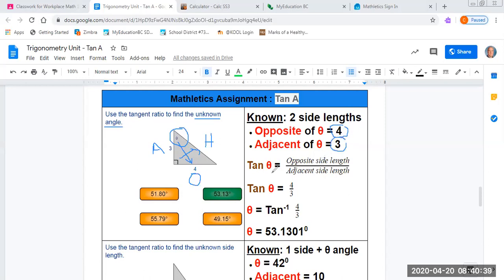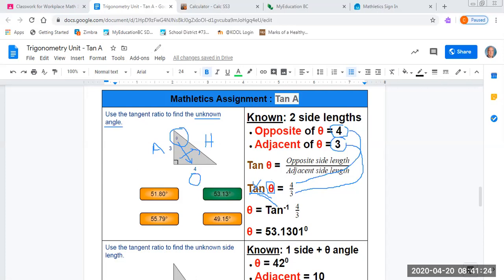Therefore, if we were to write this out, tan of theta is opposite side length over adjacent side length. We substitute in what we know: the opposite is 4, and the adjacent is 3. Now I want to get theta by itself, so I need to eliminate tan. The opposite of tan is tan to the -1, or in other words, inverse. I do that to both sides, which clears this out, and I have theta by itself, and on this side I have the inverse of tan of 4/3.